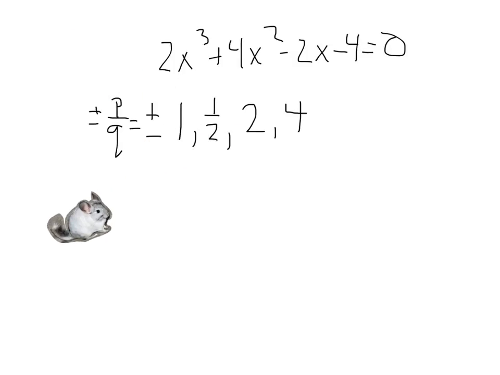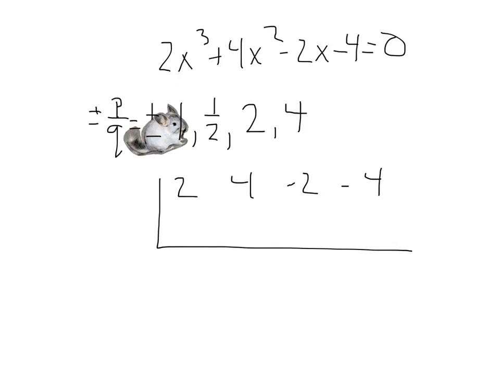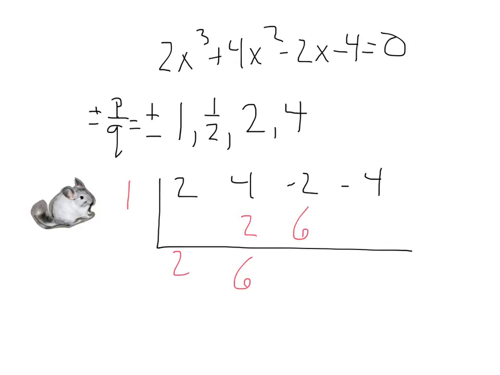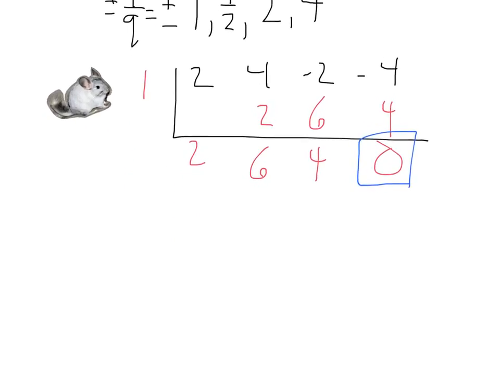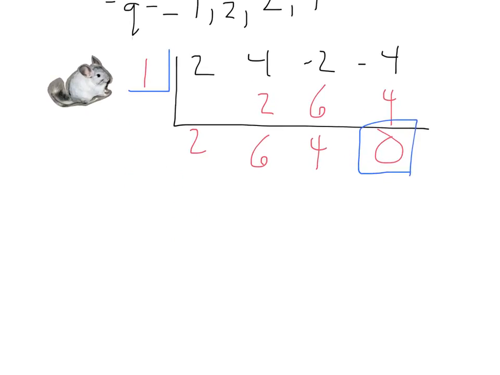Next, I want to set up a synthetic division problem. This is going to be 2, 4, -2, -4. Next, I want to go ahead and start testing out my zeros. So I'm going to go ahead and start with +1. If I do my synthetic division, that's going to be a 2. 2 times 1 is 2. 6, 6, 4, 4, 0. What luck! We found a 0 on our first try. Alright, so we know that 1 is going to be one of our solutions, one of our zeros.